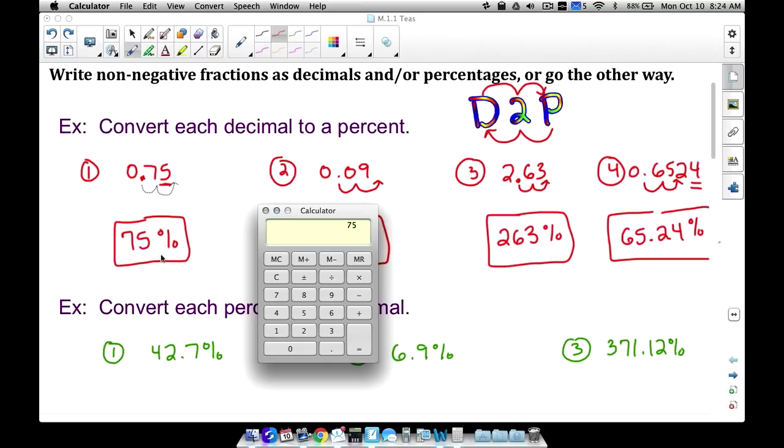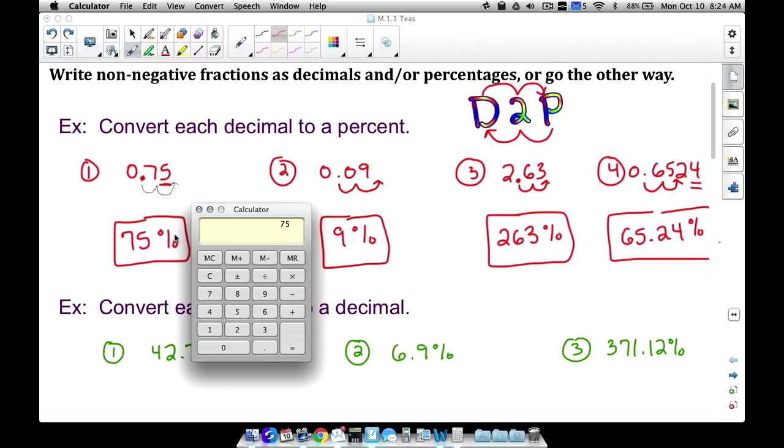Anytime you multiply a number by 100, all you really do is move the decimal 2 places to the right. So that's where that 75% is really coming from. 0.09, that 0 there is very, very important, and this one may be important if your nursing instructors tell you to put a 0 in front of the decimal.